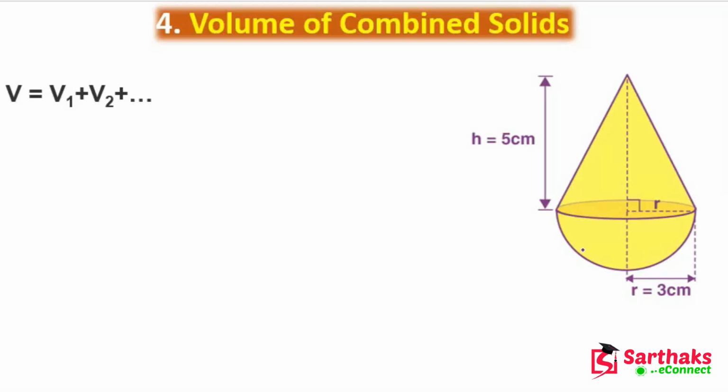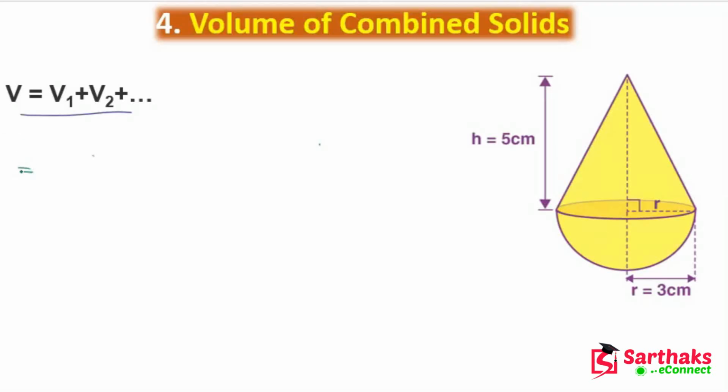Hence the volume of a combination of solids is equal to the sum of the individual solids, like V is equal to V1 plus V2 plus, and if we have more than two solids, then we have to add their volumes also. Now let's suppose we have a figure like this. This is similar to the ice cream cone.